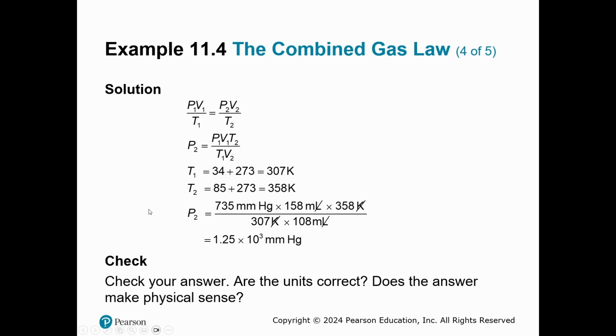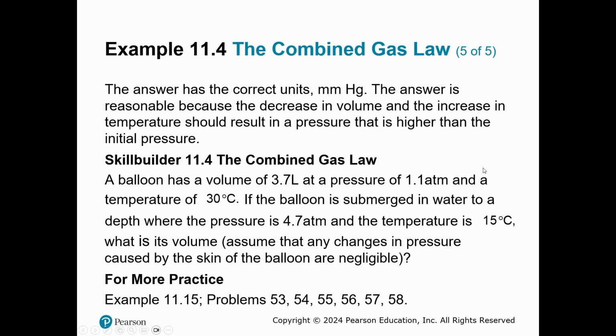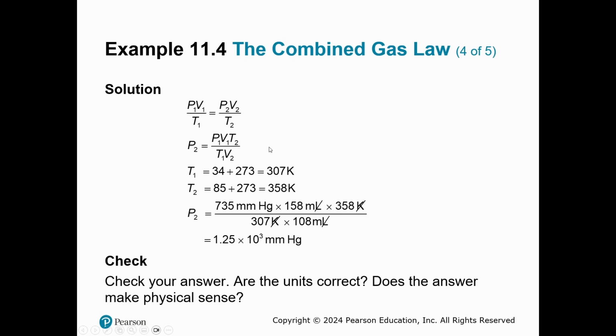Rearrange for P2, since that's the missing variable, and plug in everything else. Make sure you convert to Kelvin if you want to be careful. You could get away with it in this case, because Kelvin here cancels out with Kelvin here, so it wouldn't matter if it was Celsius and Celsius, Fahrenheit and Fahrenheit. However, with the ideal gas law, we're not going to have 2 temperatures. We're only going to have 1 temperature, and so there'll be no temperature to cancel out.